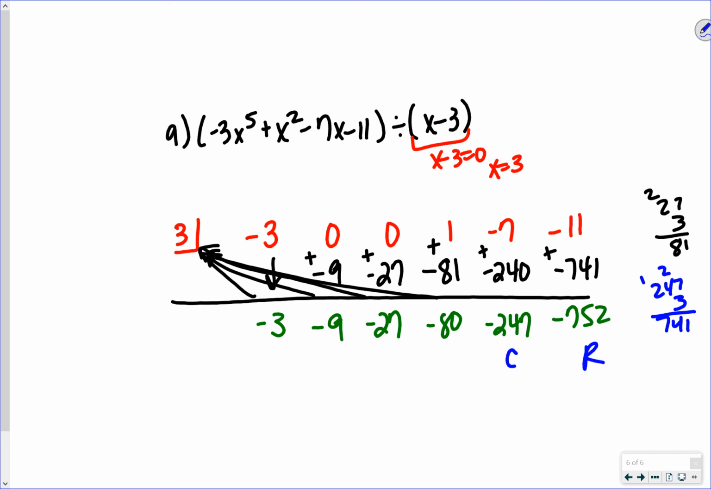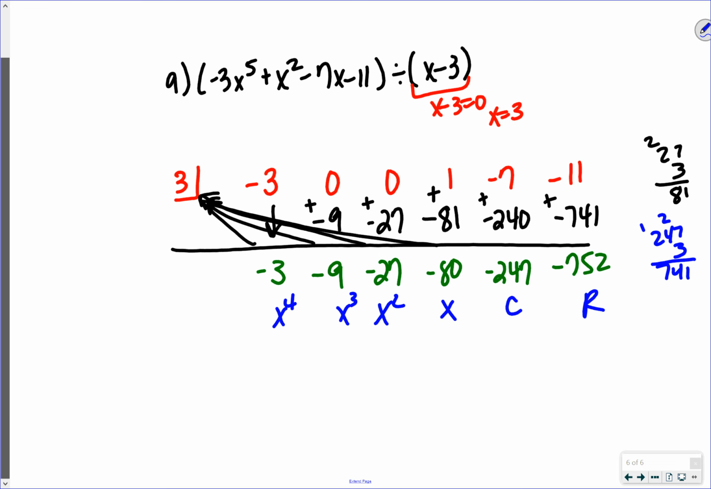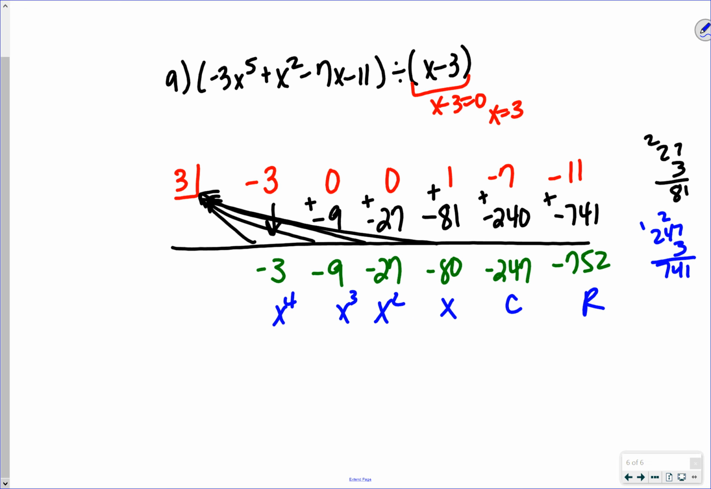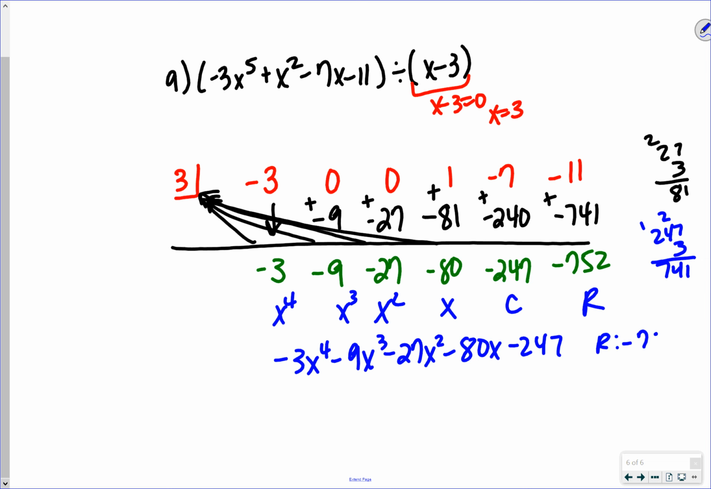Remainder, constant, x, x squared, x cubed, x to the 4th. Also, I know I should end up with an x to the 4th because I started with an x to the 5th. I divided out an x, I should get an x to the 4th. So I have negative 3x to the 4th minus 9x cubed minus 27x squared minus 80x minus 247, remainder of negative 752.